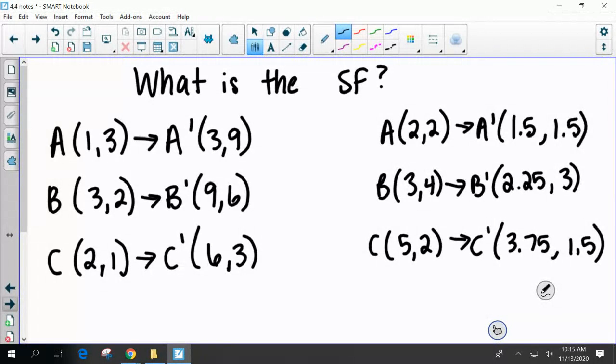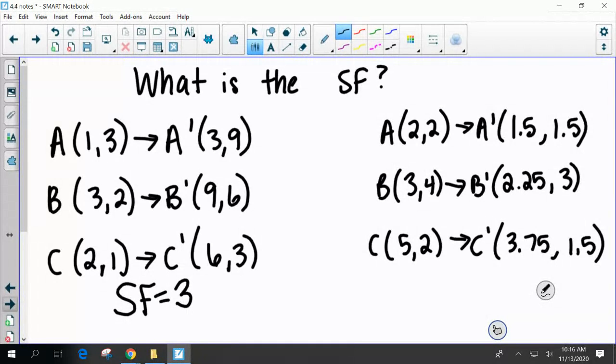So what we're doing here is we are looking at just the coordinates and we are deciding what the scale factor is. So you're looking at what you would have to multiply the original coordinates by to get the prime coordinates. I'm seeing 3. So this is saying that to get to A prime, A is multiplied by 3. Okay, so this is a scale factor of 3. I agree with you.